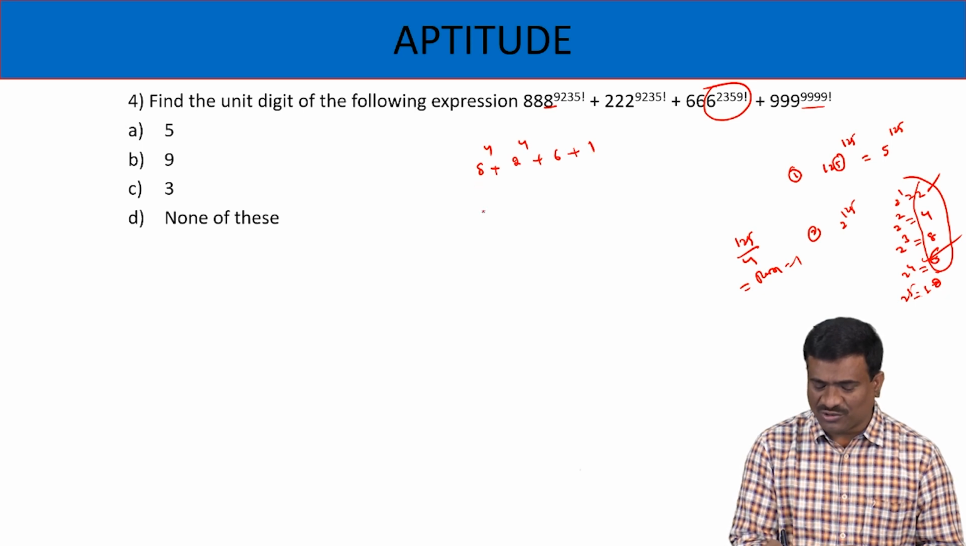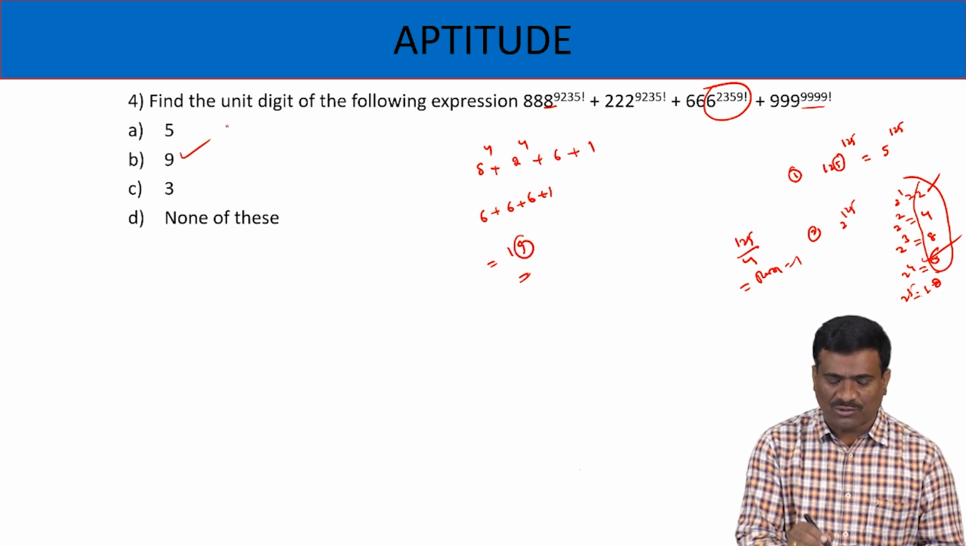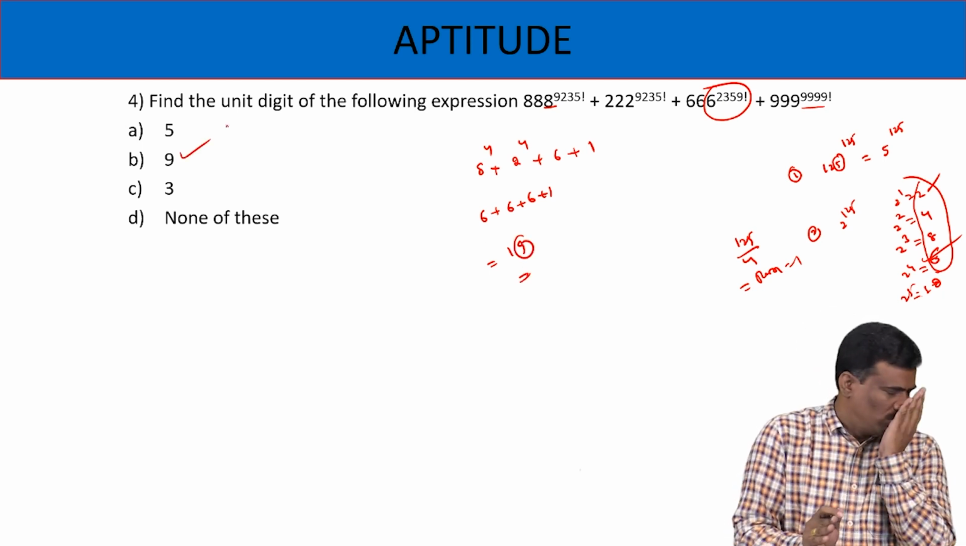Next, 8 to the power of 4: 2 to the power of 4 is 6. 6 plus 6 plus 1 is equal to 19. Unit digit is equal to 9. Option B only is correct.